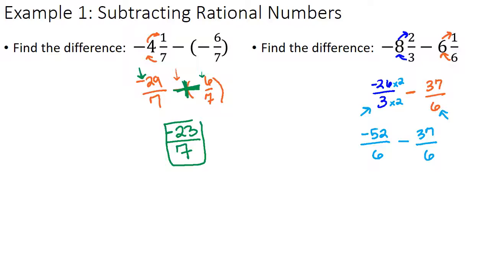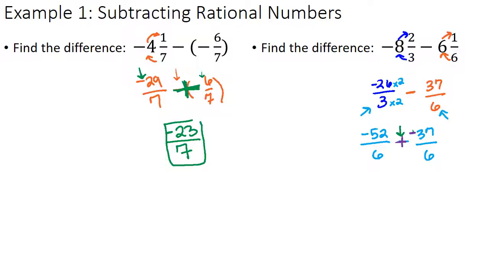Okay, so now as I look at this, I see that I have a minus sign here in the middle, and I'm subtracting a positive number. So I'm actually going to change that because I want to add the opposite. So I'm going to be adding a negative 37 over 6 now.